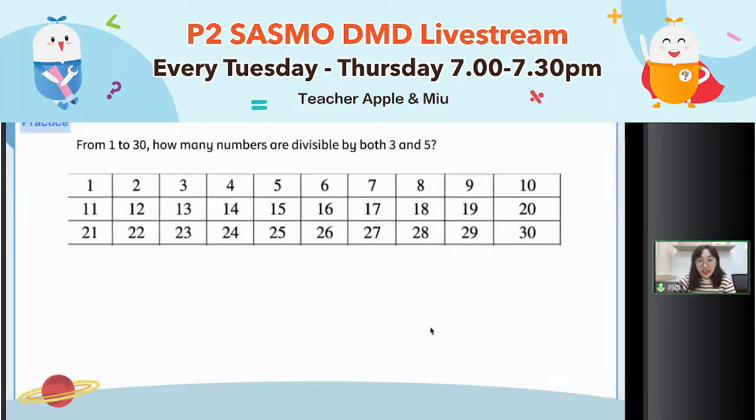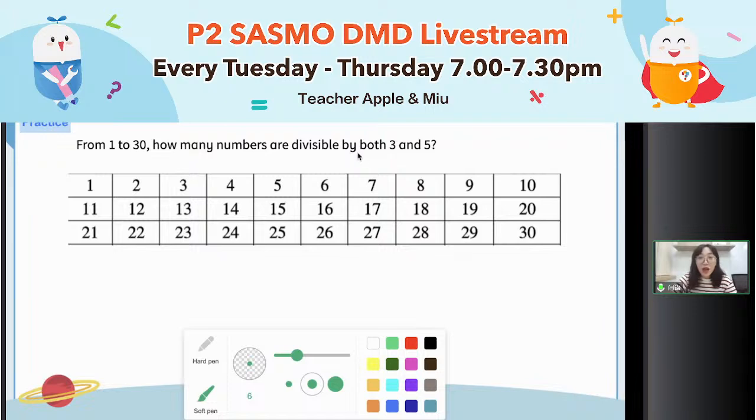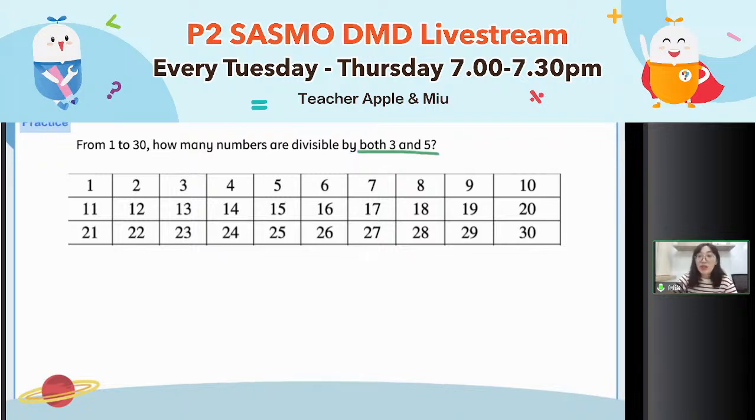So again, let's move on to a question. From 1 to 30, how many numbers are divisible by both 3 and 5? Okay, so maybe everyone, you can have a try first. Read the question carefully. Divisible by both 3 and 5. You need to find the repeated numbers. Try it. Again, I give you 1 minute.